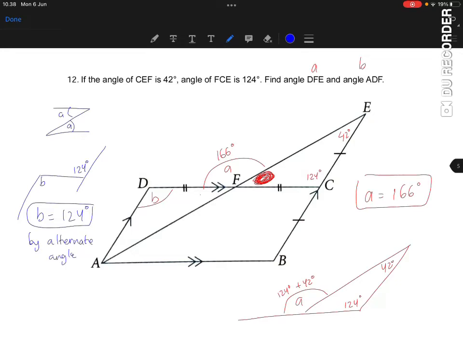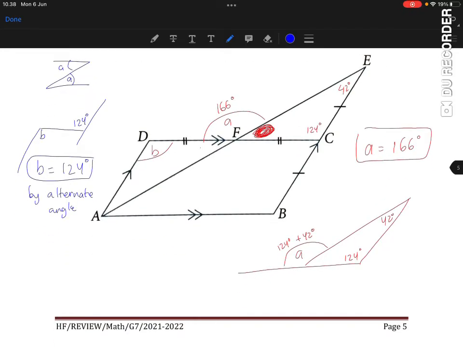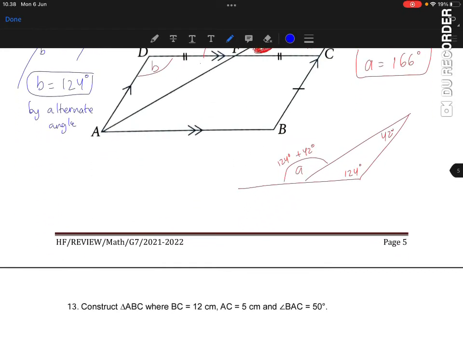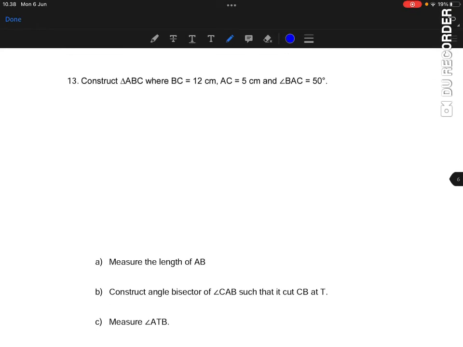Finish for number 12. Don't forget to square the final answer. Move on to number 13.